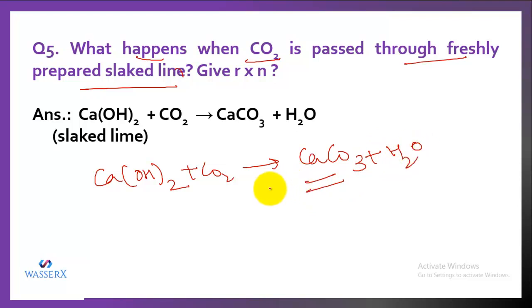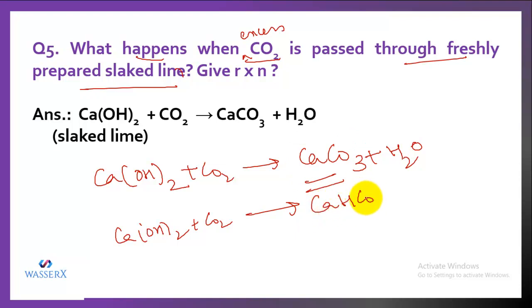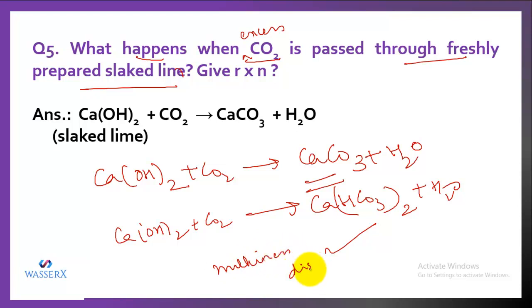There is one important question. If I just change this question like, what happens when excess of CO2 is passed through lime water? Then the answer is somewhat different. So when excess CO2 is passed through lime water, the reactants are going to be like this, but instead of forming calcium carbonate, it will form calcium bicarbonate. And due to this formation of calcium bicarbonate, the milkiness disappears. So I think you got it, that due to formation of calcium carbonate, milkiness appeared, but due to formation of calcium bicarbonate, the milkiness disappears.